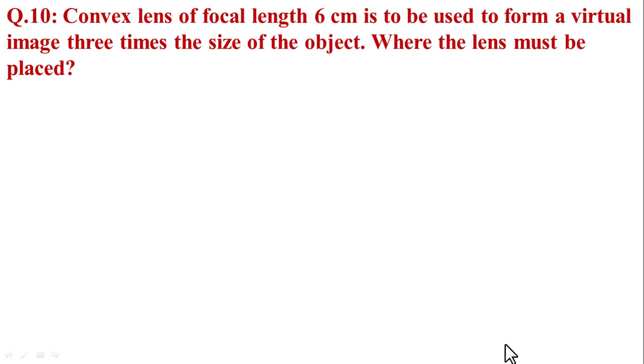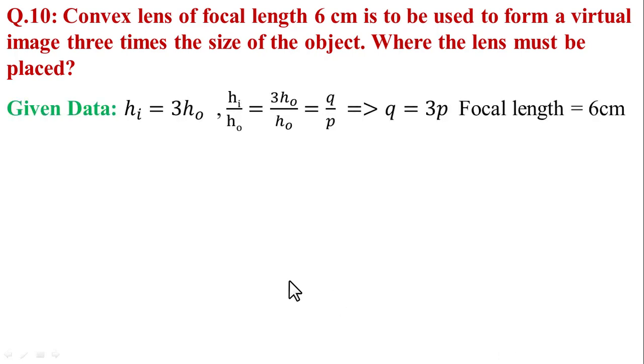Now in the next question, question number 10: a convex lens of a focal length 6 centimeter is to be used to form a virtual image 3 times the size of the object. Where must the lens be placed? First of all, the given data according to the statement: height of image is equal to 3 times the height of object. So hi over h naught is equal to 3h naught divided by h naught, that is equal to q over p, because hi over h naught is equal to q over p.